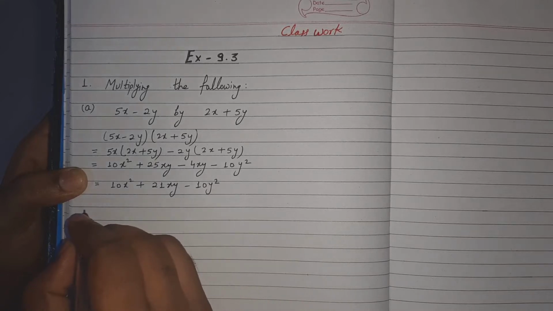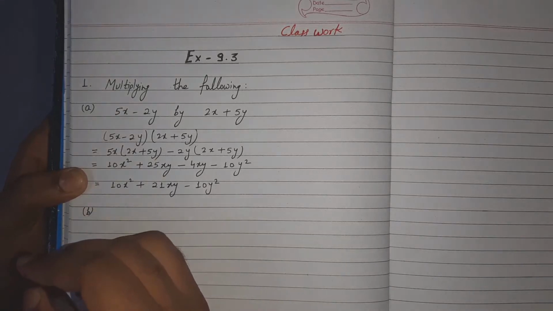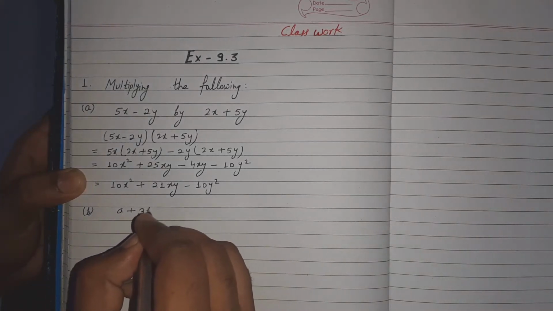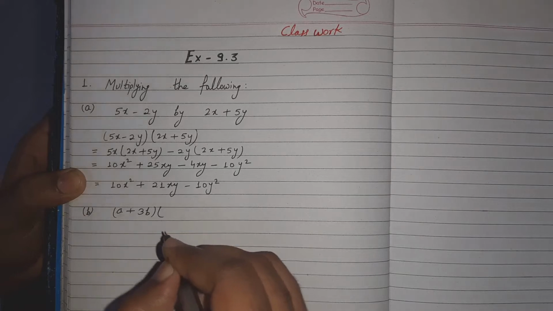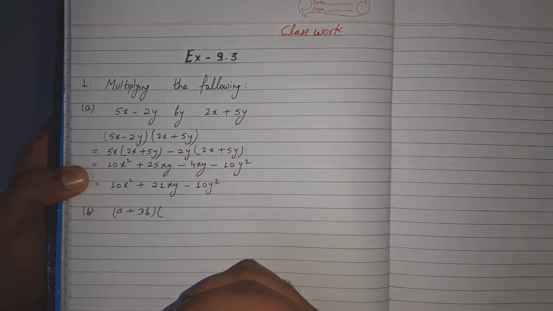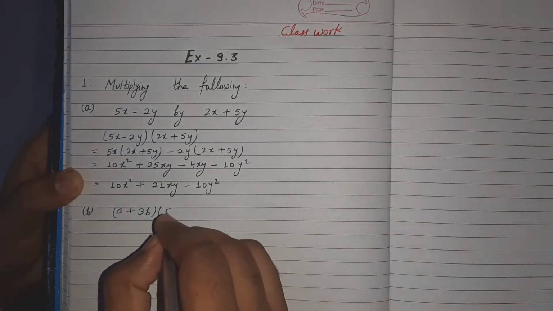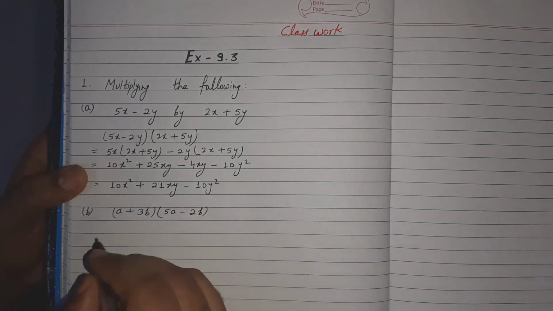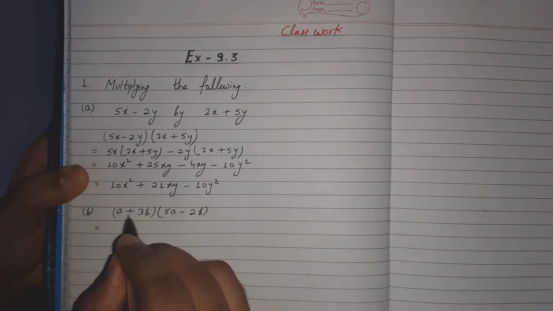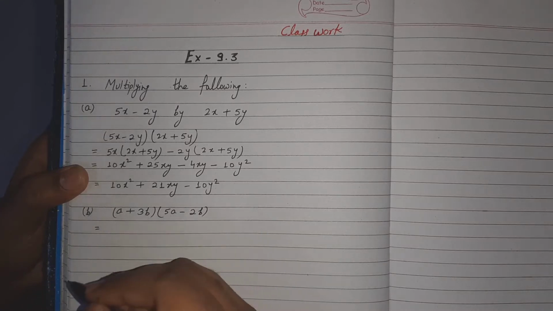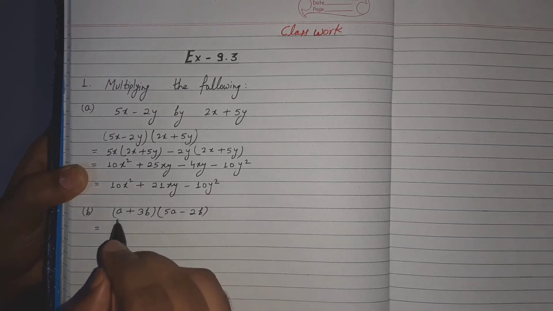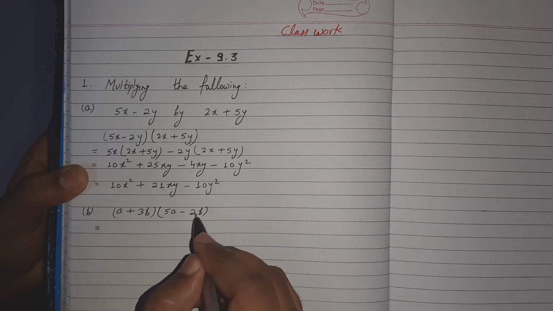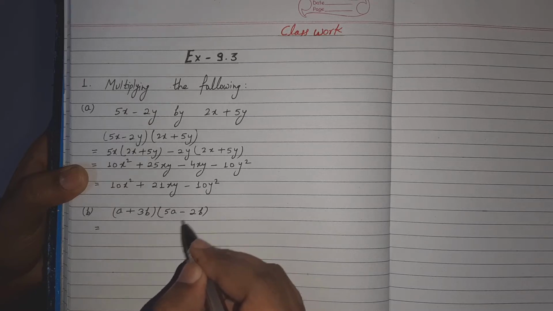Now the second part is a plus 3b multiply by 5a minus 2b. So now these two expressions are binomials. a plus 3b is a binomial because it contains two terms, and 5a minus 2b is also a binomial because it contains two terms.